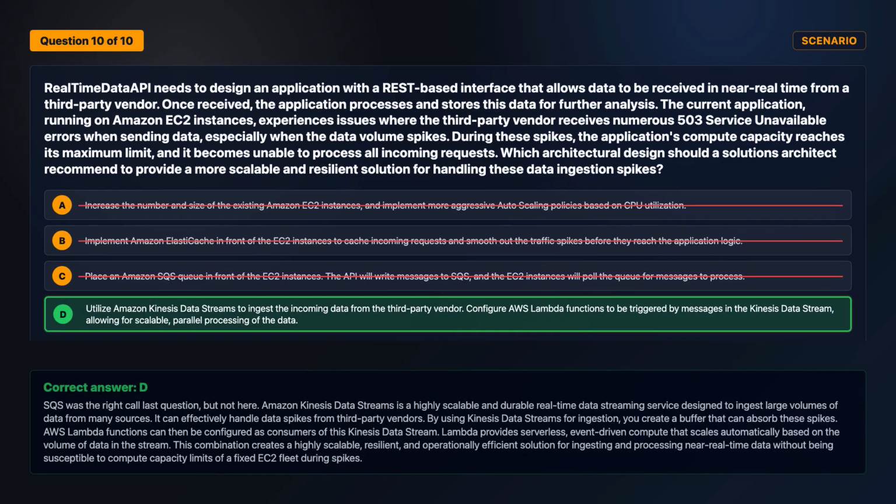The correct answer is option D. SQS was the right call last question, but not here. Amazon Kinesis Data Streams is a highly scalable and durable real-time data streaming service designed to ingest large volumes of data from many sources. It can effectively handle data spikes from third-party vendors. By using Kinesis Data Streams for ingestion, you create a buffer that can absorb these spikes.